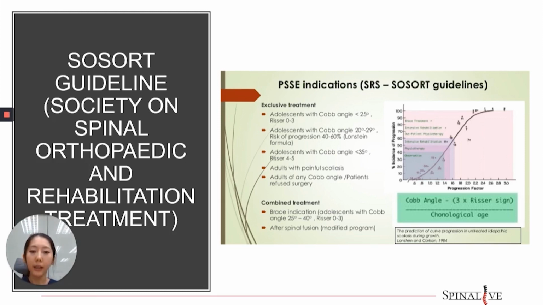So these are the things on how we determine how often we need to see the patient, or what would be the progression factor. Are they at risk of developing a further increment of curvature, or is their curve a more stabilized type? So this is a really good calculation that you can use. I would suggest you look into this particular formula. This one is specifically for idiopathic scoliosis during their growth stage.